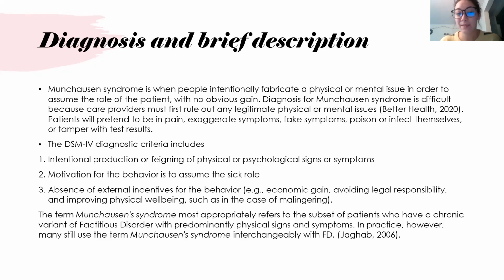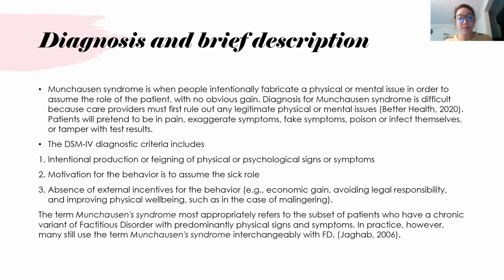Patients will pretend to be in pain, exaggerate symptoms, have fake symptoms, poison or infect themselves, or tamper with their test results. The DSM-4 diagnostic criteria for Munchausen syndrome included intentional production or feigning of physical or physiological signs or symptoms, motivation for behavior is to assume the sick role, and absence of external incentives for the behavior. So they don't really have a reason to do this besides being the patient.